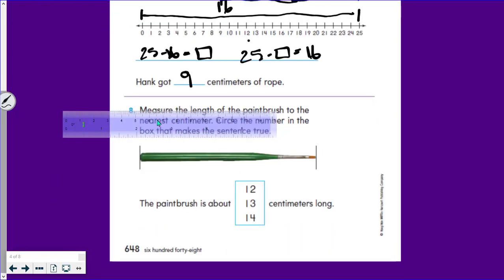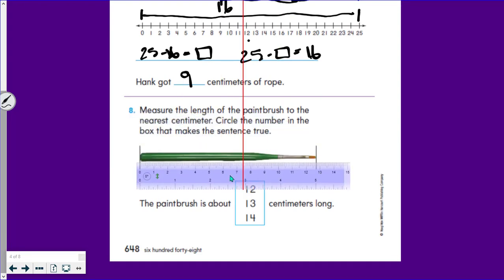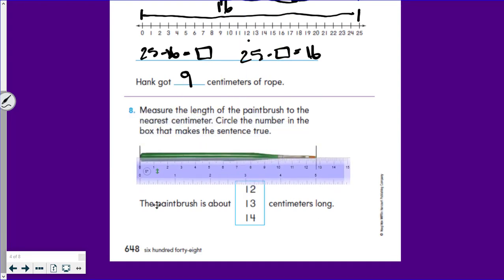Our last one, measure the paintbrush. It is about 13 centimeters long.